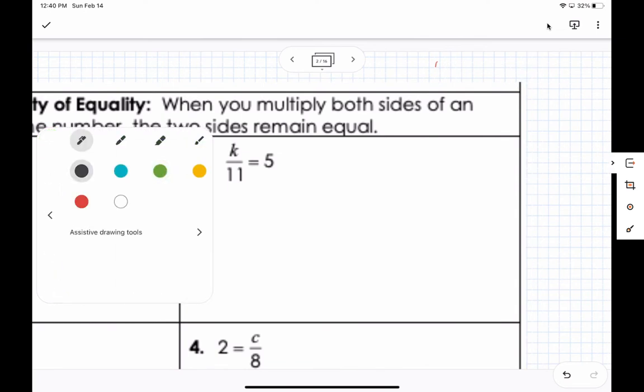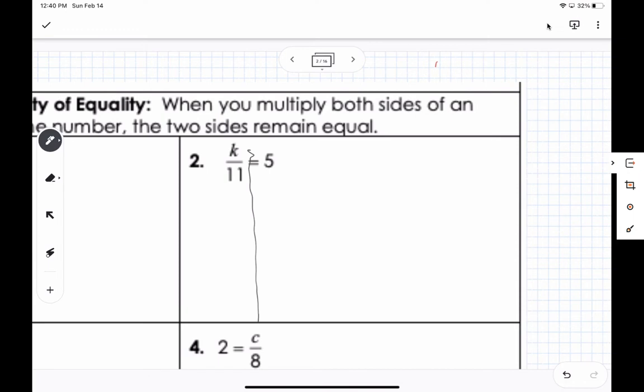Okay. So draw my line to know my sides. That's what I want by itself. That's my goal. This is what I want gone. I have to look and say, well, how do I get that gone or away? Well, the 11 is being divided, so I'm going to multiply to make it cancel, leaving me with k. But whatever I do to one side, I have to do to the other. 5 times 11 is 55.